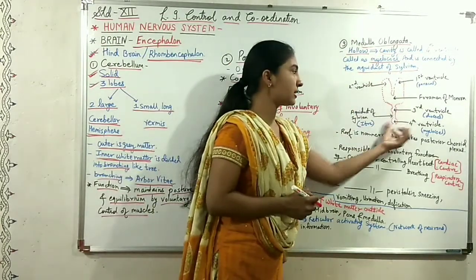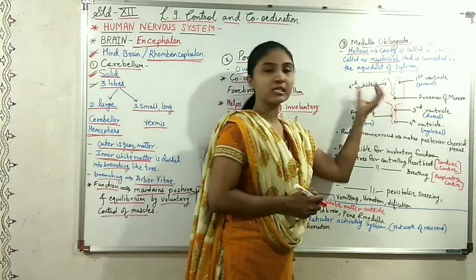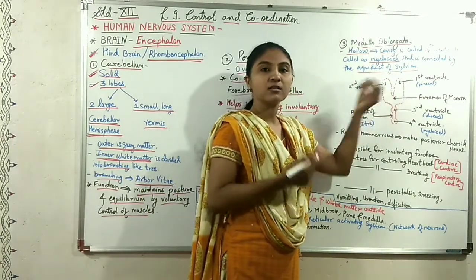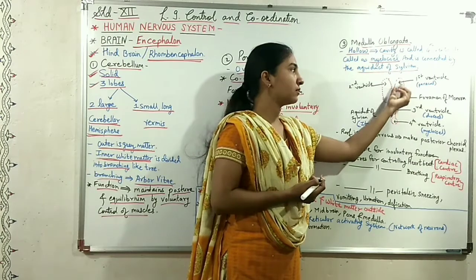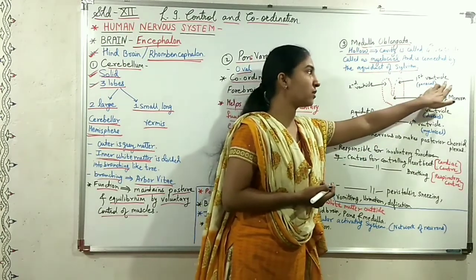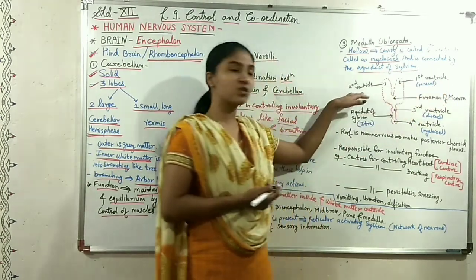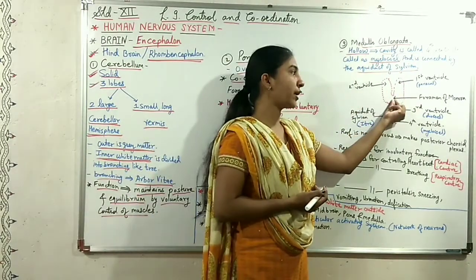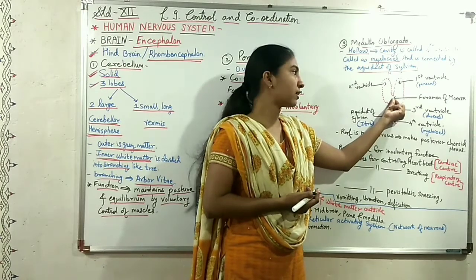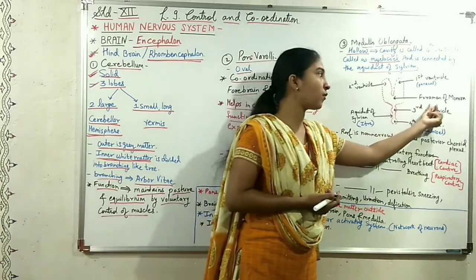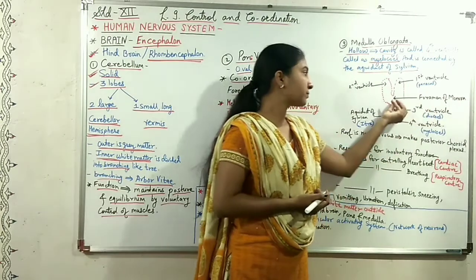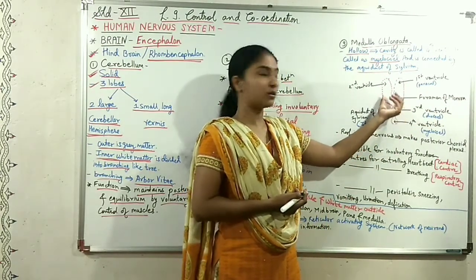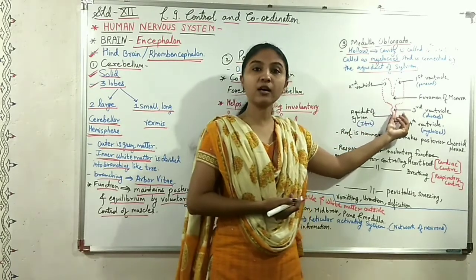Now as you can see in this diagram, these are the ventricles inside the cerebrum. These are the cerebral ventricles, and the one on the right side is called the first ventricle, the one on the left side is called the second ventricle. These ventricles connect together through a space called the foramen of Monro. From here, these two ventricles connect to the third ventricle.